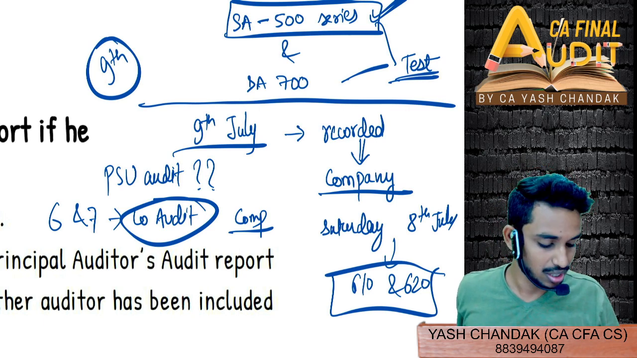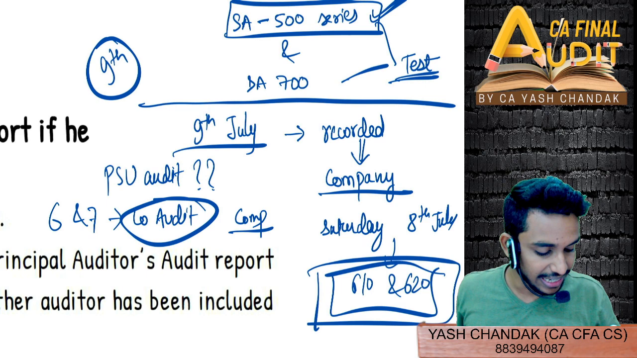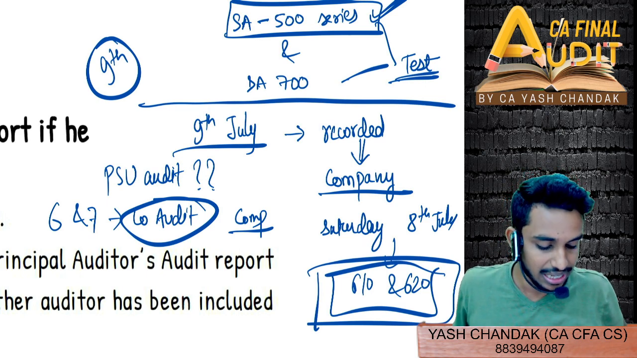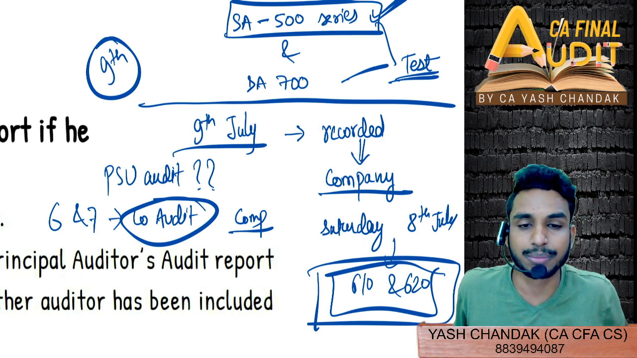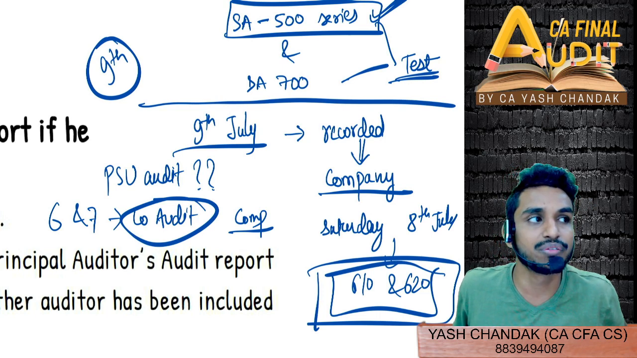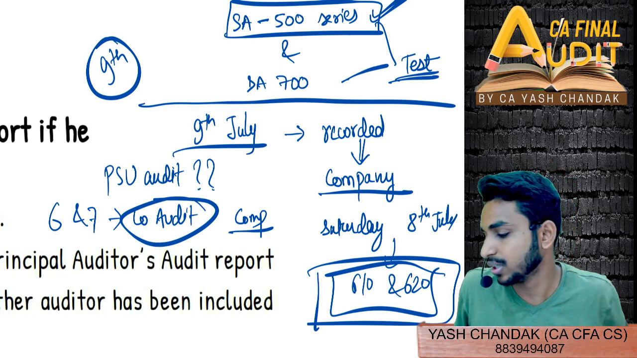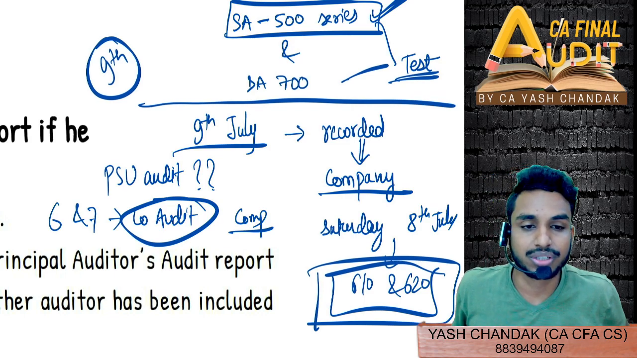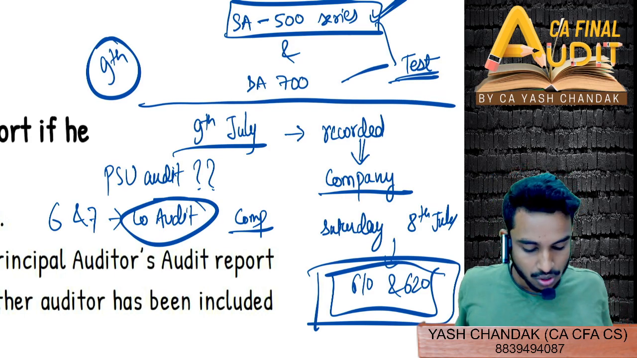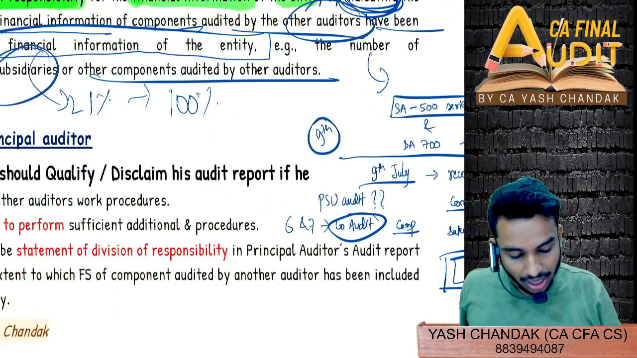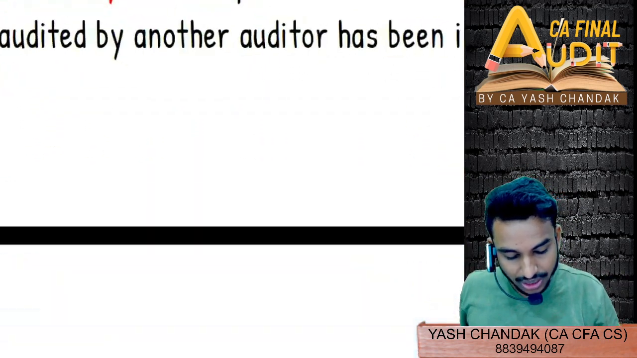And also prepare for test. We will finish off 610 and 620 on Saturday, then we'll be mostly left with 4 or 5 chapters. So from 9th we will take up that, ठीक है। 9th onwards we will take consolidated financial statement from 9th onwards, ठीक है। So that is going to be regarding future course of action.